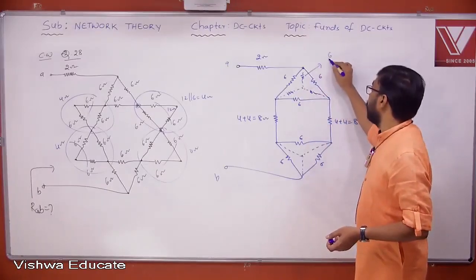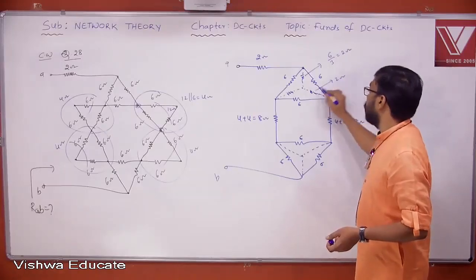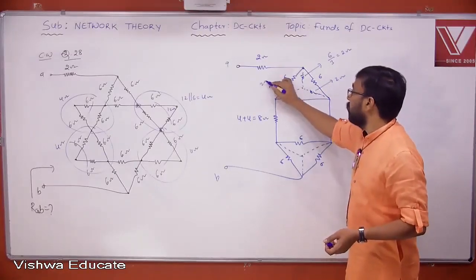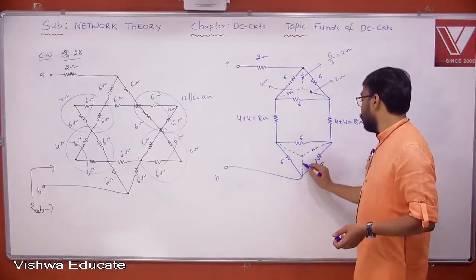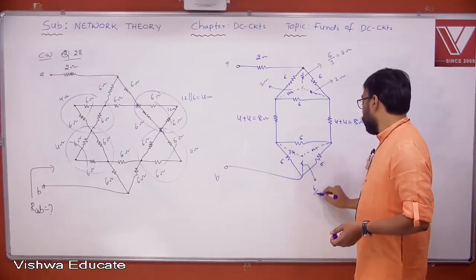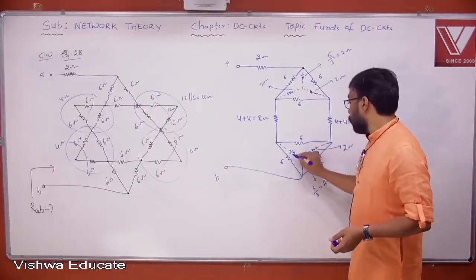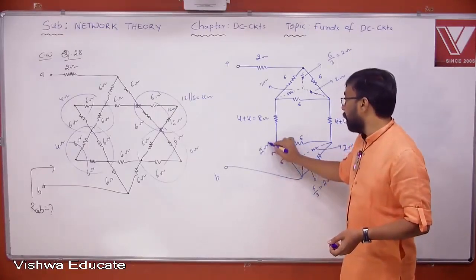What is this? 6 by 3. This is 2. This is also 2. And this is also 2. Here also the same 6 by 3, because it is delta to star, right? 6 by 3, 2. This is also 2. This is also 2. Now you tell me what's happening here.